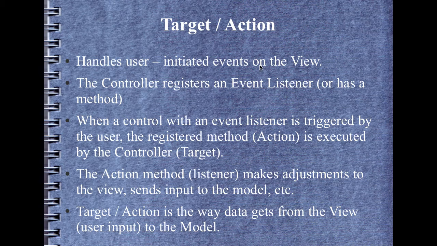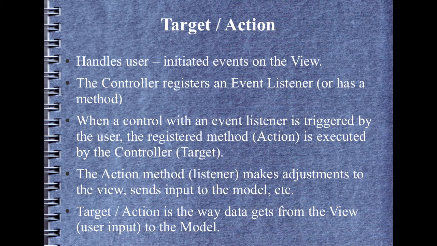So when a control with an event listener is done something with by the user, the registered method, which is called the action, is executed by the controller, which is called the target. So really, if you think about it, it's all the controller. The controller registers the event listener. The controller has the action method, either inside that listener or as a method that executes from the layout XML on-click attribute. The controller does it all.